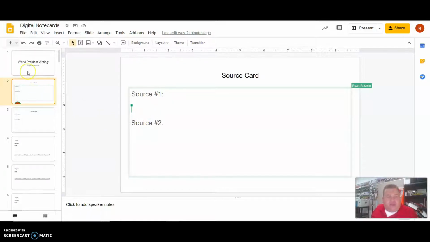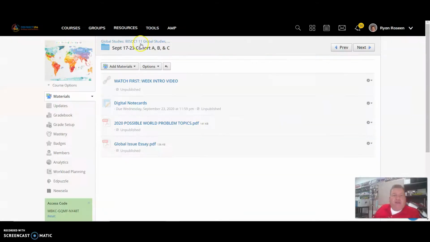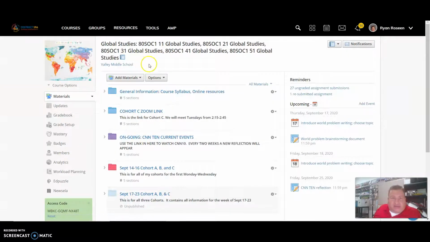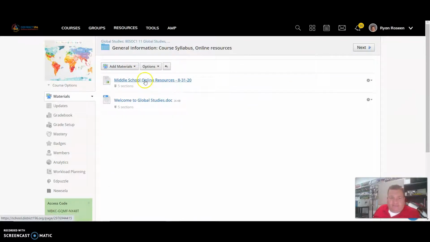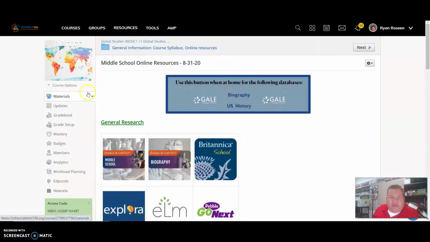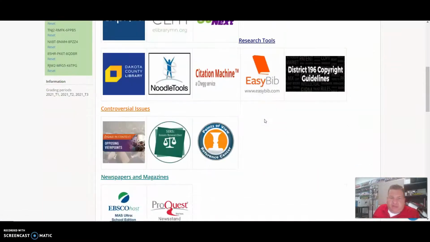Now that we know this, let's go through and model how you're going to find information. Your Global Studies teacher should have a link on their Schoology page that looks at where the middle school online resources are. For me, they're in the general information. These are the resources that Mr. Martini talked about. I'm going to go down to the SIRS Issues Researcher.